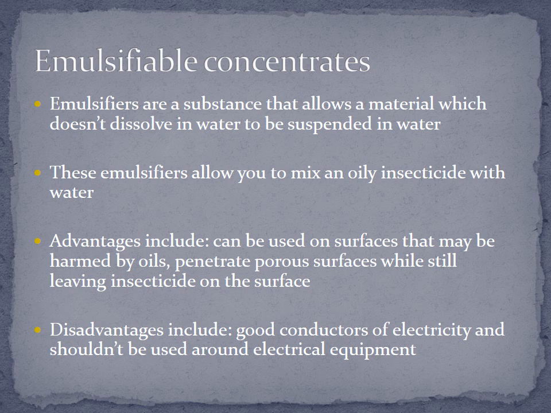This can be very important because if they penetrate the surface and leave the insecticide on the surface, then the insects can still pick them up. And we talked about oils, which are very similar to emulsifiable concentrates, but these oils actually sink down into the porous material and don't leave that visible barrier on the top for the insects to walk through. Some of the disadvantages of these products are they can be good conductors of electricity and shouldn't be used around electrical equipment. So obviously you don't want to be spraying this type of product right on open electrical equipment because you don't want to get electrocuted.